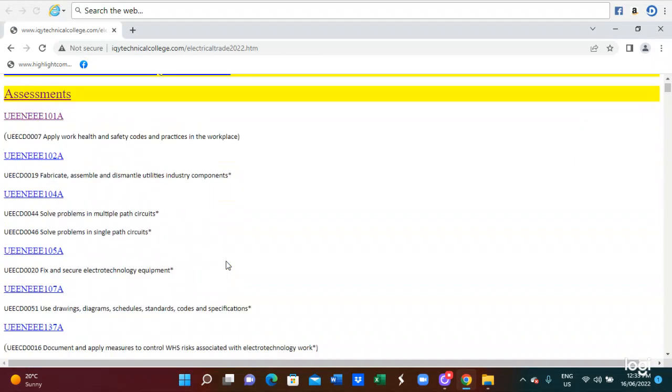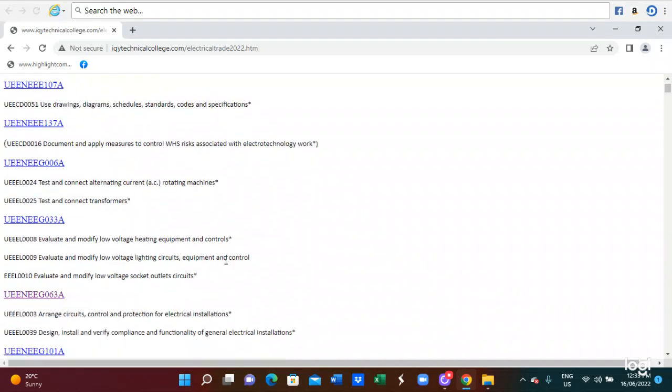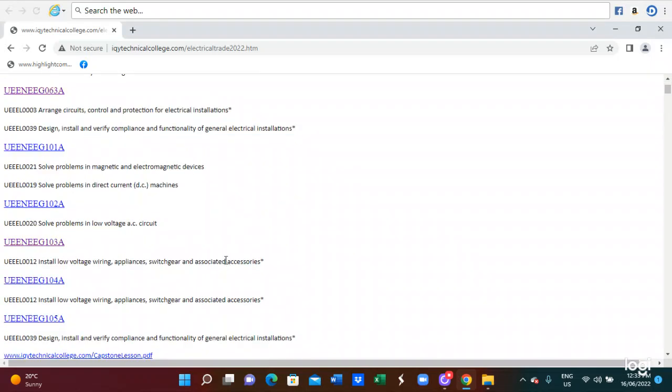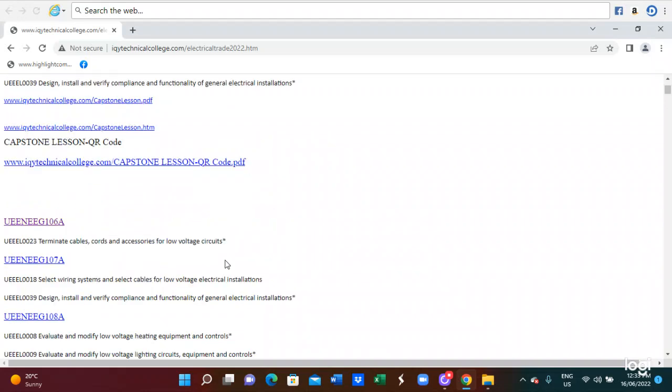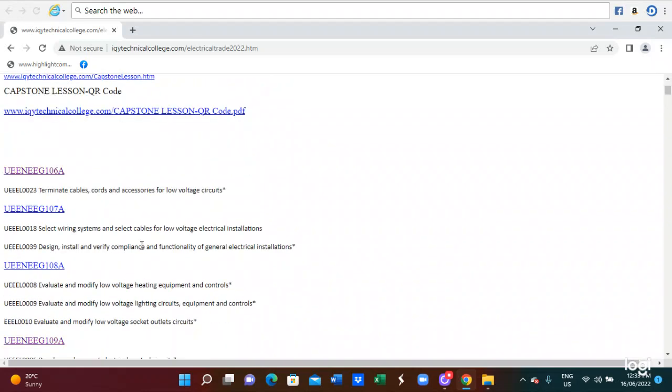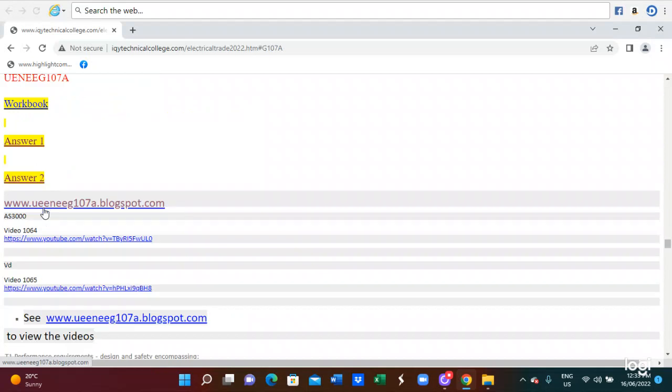Then last week I told you to study G106. So this week you have to study G107. G107, UEE G107A. So you click this one. Here is the workbook. Study those workbook lessons. All the workbook lessons are here, and you can also see there is an answer.